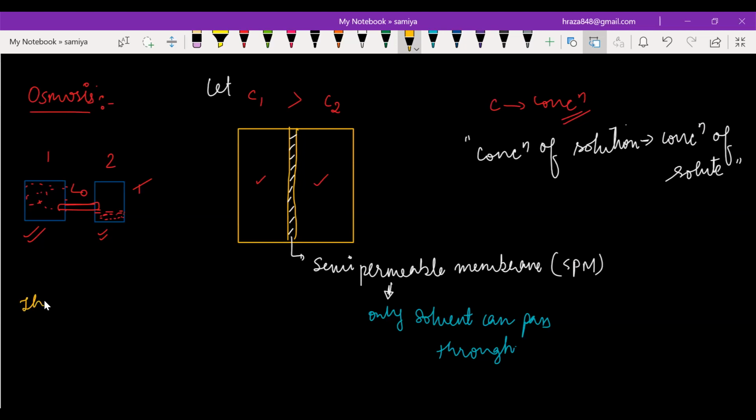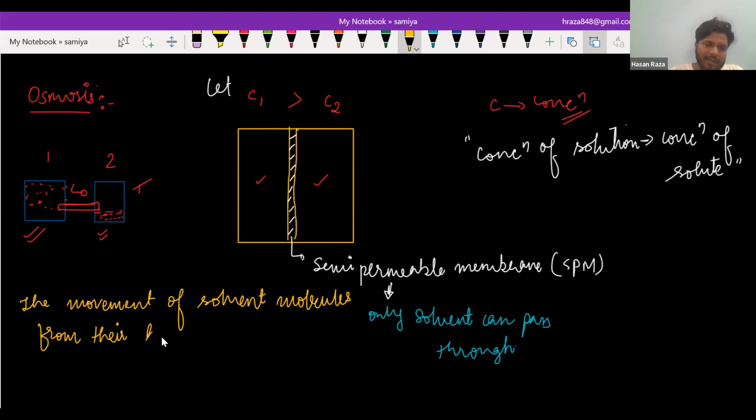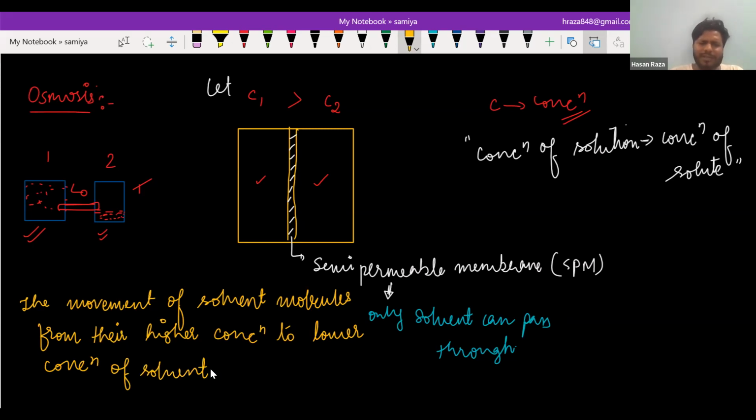There will be two definitions, in terms of solvent and also in terms of solute. The movement of solvent molecules from higher concentration to lower concentration of solvent. It is very simple. You know that from this semi-permeable membrane, only solvent can pass through. So the solvent will flow from higher concentration of solvent to lower concentration of solvent.